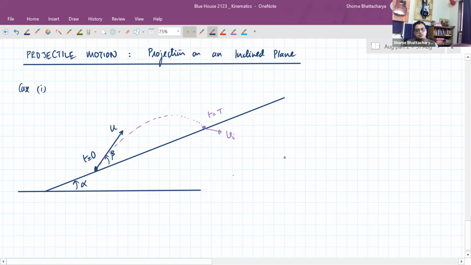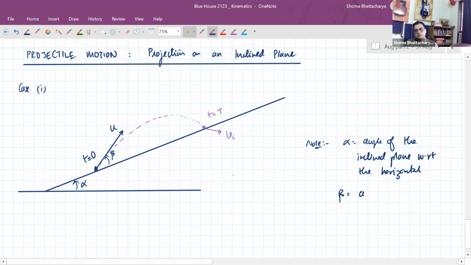Okay. So here alpha is the angle of the inclined plane with respect to the horizontal, and beta is the angle of the projection velocity with respect to the inclined plane. So actually, with respect to the horizontal, it's making an angle of alpha plus beta.